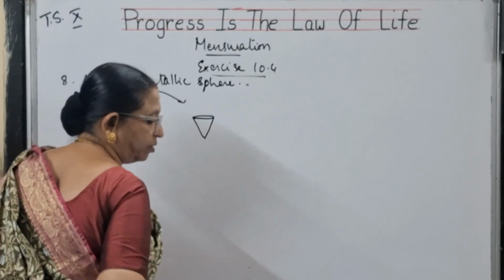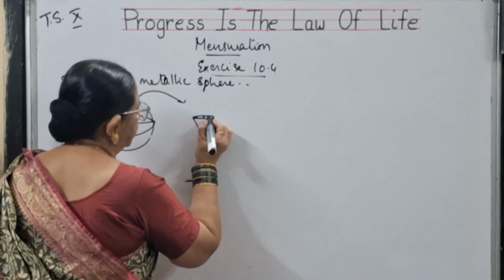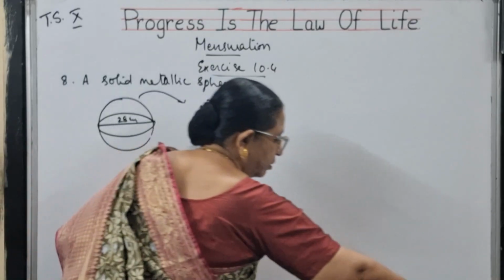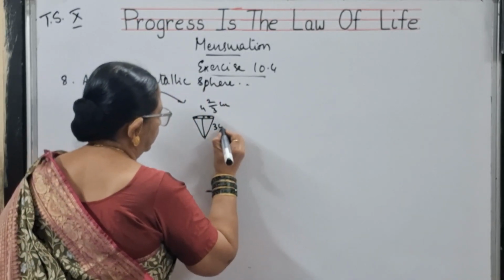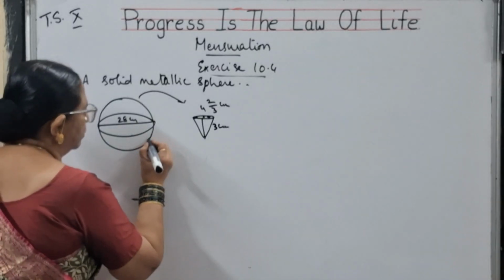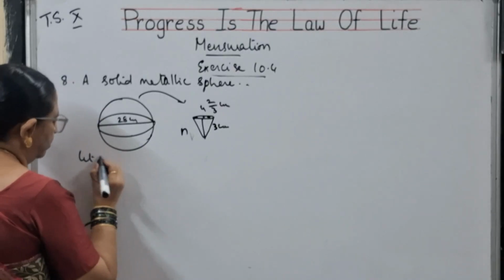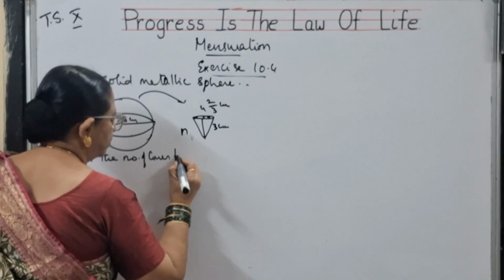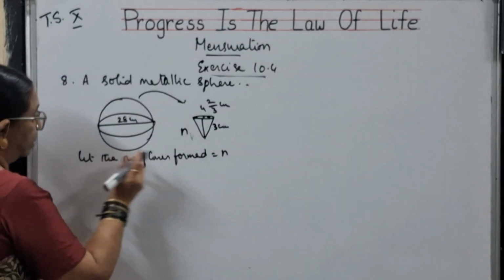So these cones, what did they say? The cones' diameter is 4 2 by 3 centimeters and the height is 3 centimeters. So how many cones are formed? Let the number of cones formed be n.